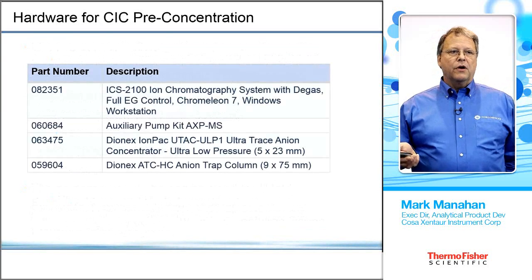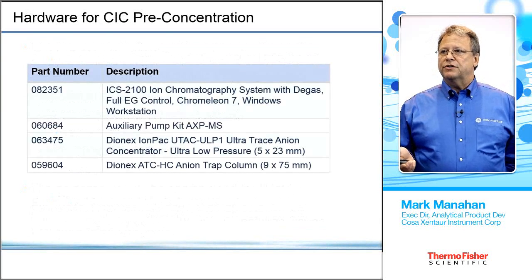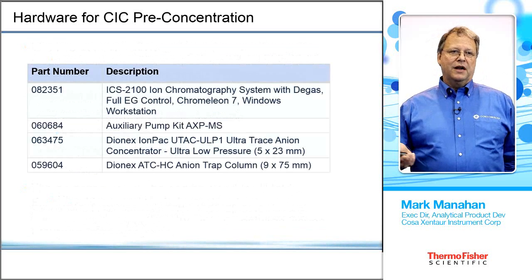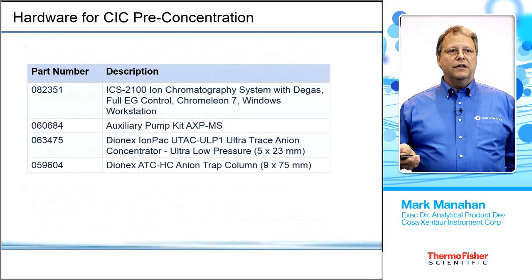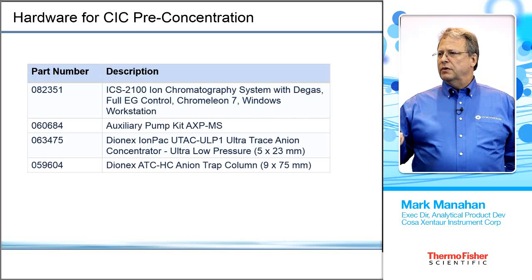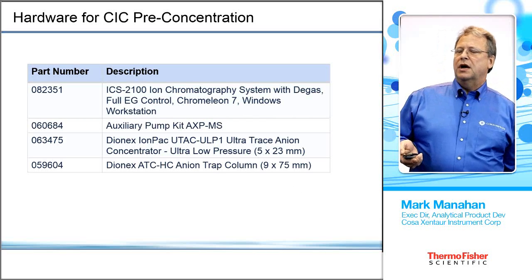Okay, here's the list of the hardware required to do pre-concentration. We always use the ICS-2100 because, quite frankly, I don't want to make eluent, and all I have to do with this is add water. You need the auxiliary pump, you need the trap column, and the low pressure concentrator.